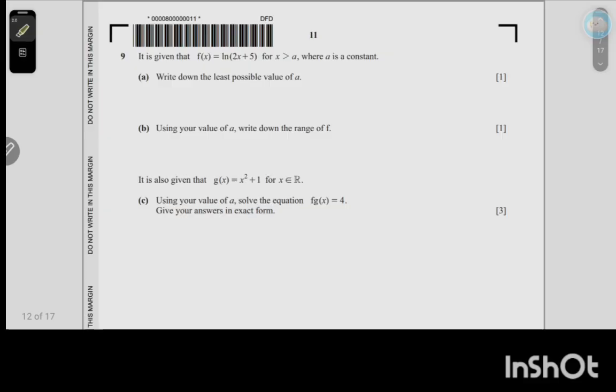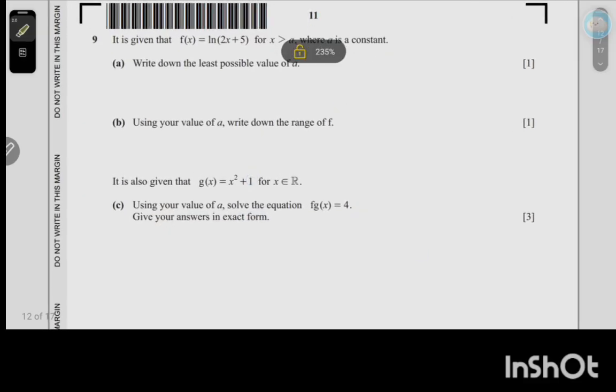First, how to find the a value? It's a very simple thing. For this purpose we have x greater than a, so 2x plus 5 equal to 0. We replace x by a: 2a plus 5 equal to 0. So 2a equals minus 5, and a will be minus 5 by 2.